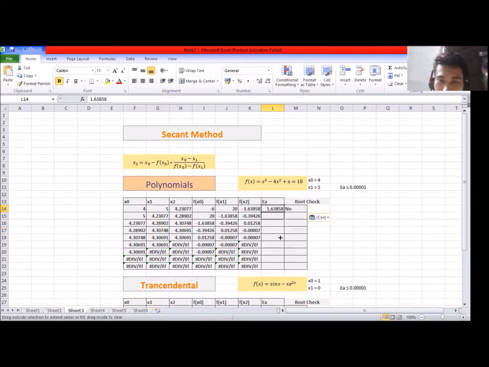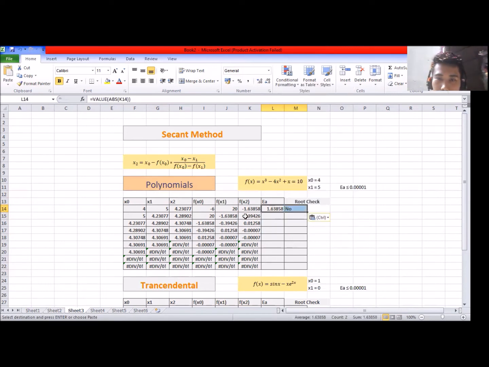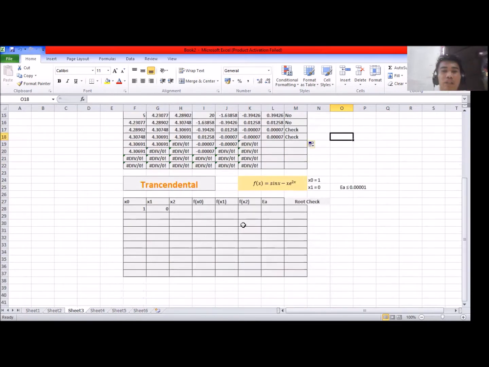So we have the initial values here. In the fifth iteration, we get the value of the estimated root, and in the fourth iteration as well. So let's move on to the next method.